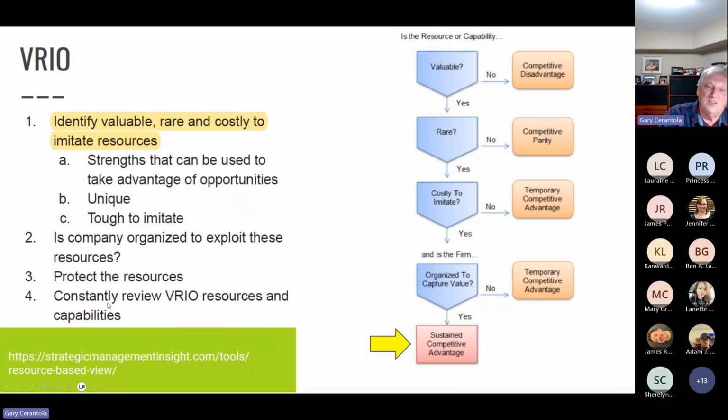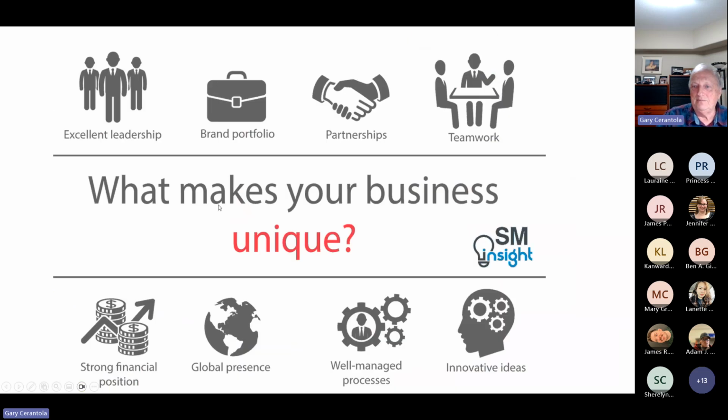And then you need to constantly review those VRIO resources because as soon as you get some fame in terms of how well you're doing in business and it's published, you can bet your dollar that competitors will be coming in to try to learn what you're doing and how you're taking away their market share. So again, what makes your business unique?